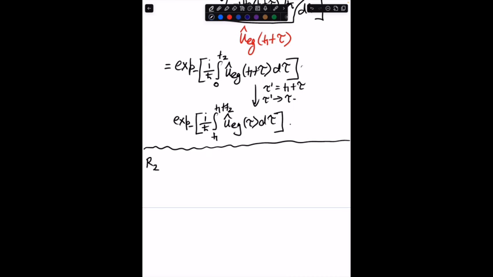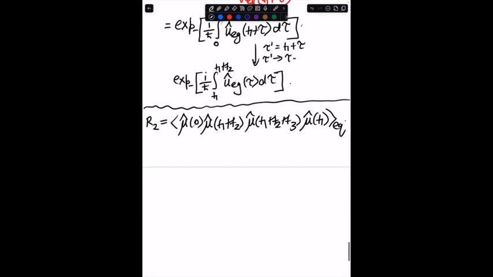So now let us consider R2. And I have the expression with me for R2, which is just μ(0), μ(t1 plus t2), μ(t1 plus t2 plus t3), μ(t1), and then this is an equilibrium ensemble average with respect to the bath and the system, the complete thing. And again, in this case, we take a trace over all your system states first, and then the resultant expression is traced over all your bath states.